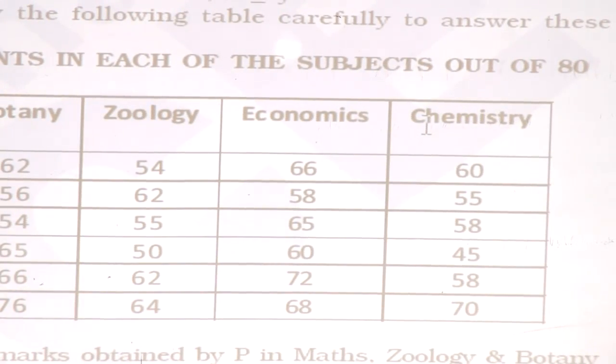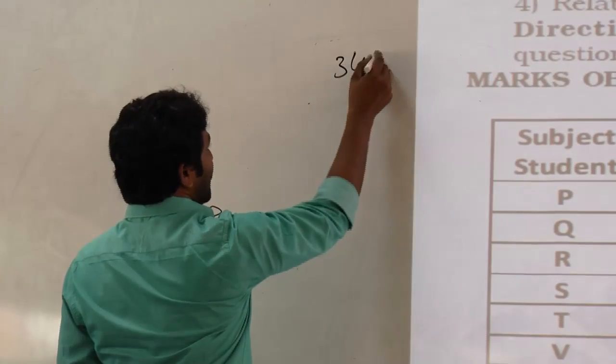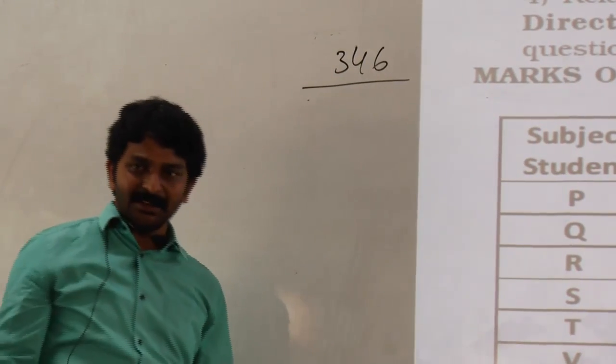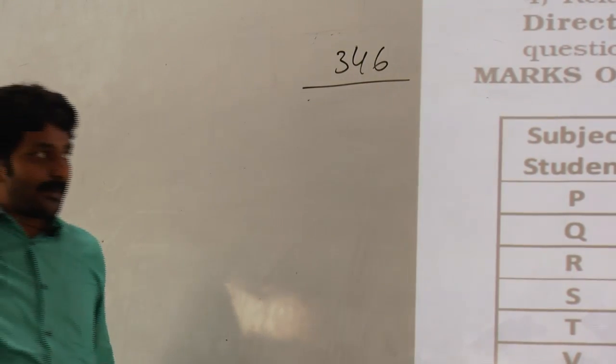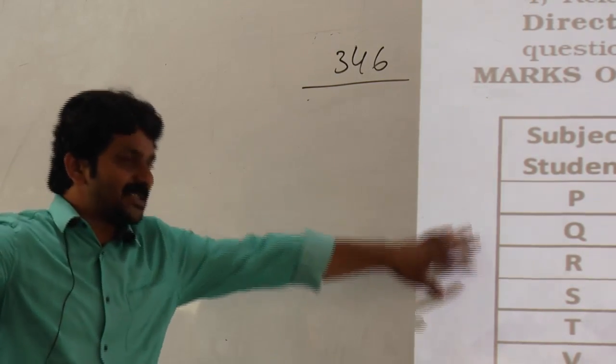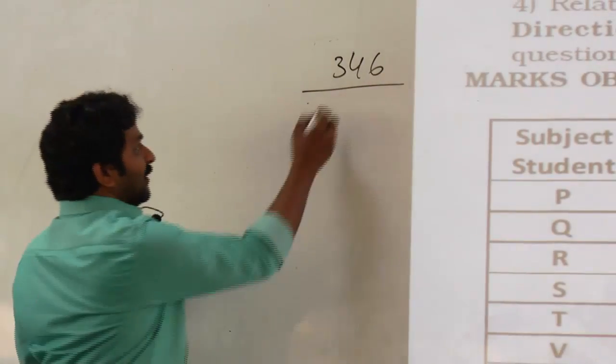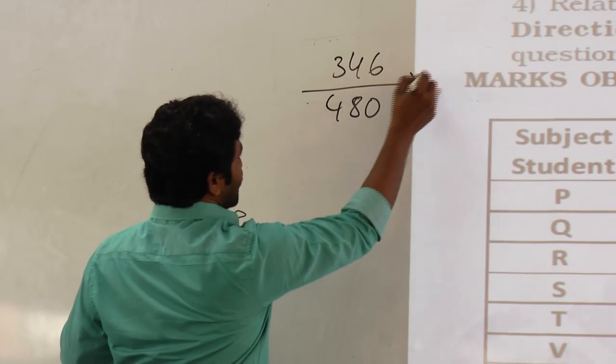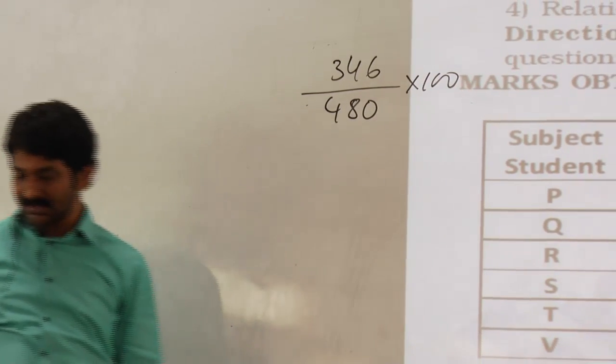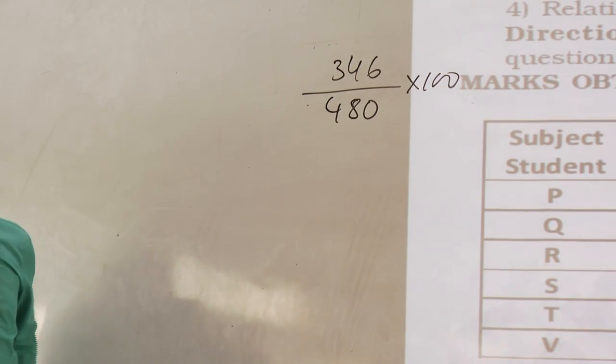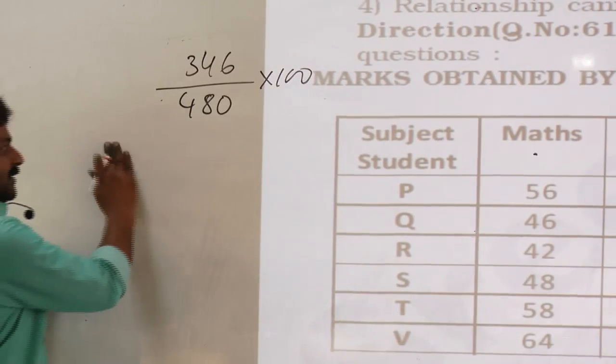And what is your question? 346. Average percentage, right? Chemistry exam is for how many marks? 80. And how many persons are there? 6. Total marks are 480. Percentage, right? So into 100. Look at your options. Options are very close to 70. Let's directly get 70%.